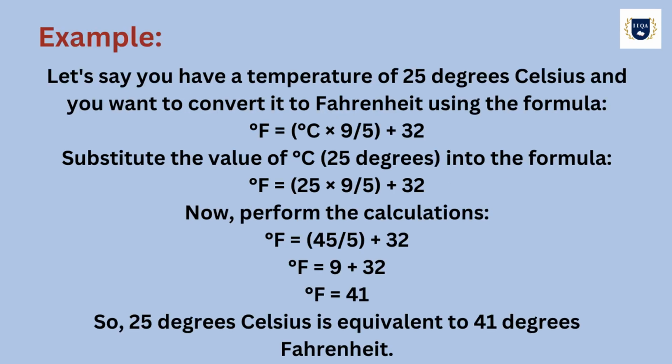32. Example: let's say you have a temperature of 25 degrees Celsius and you want to convert it to Fahrenheit using the formula °F = °C × 9/5 + 32. Substitute the value of °C, 25 degrees, into the formula: °F = 25 × 9/5 + 32.